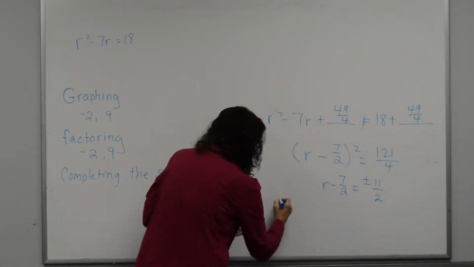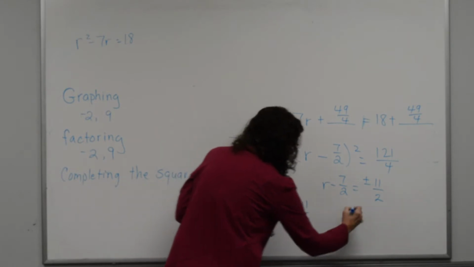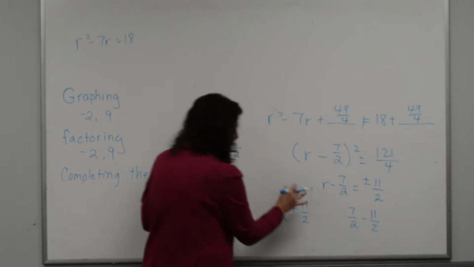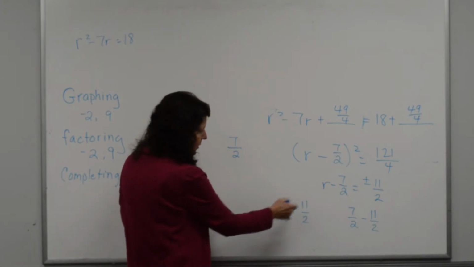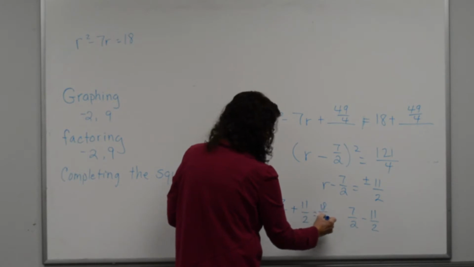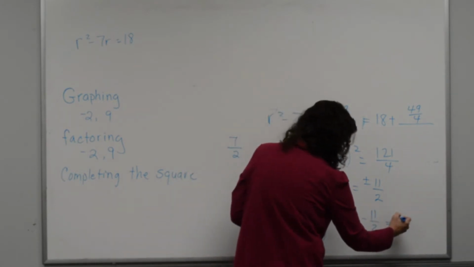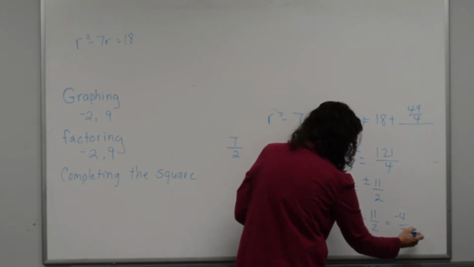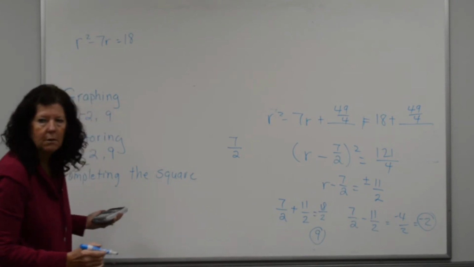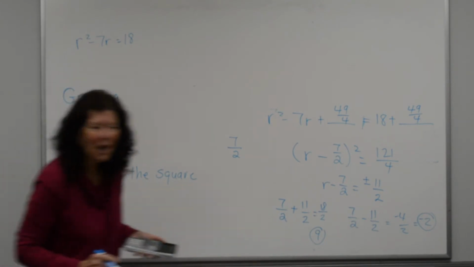So now I have two equations. 7 over 2 plus 11 over 2, 7 over 2 minus 11 over 2. Most of you got this part, but you forgot that part. So that's going to give me an 18 over 2, or a 9. This is going to give me a negative 4 over 2, or a negative 2. Same answer, okay?